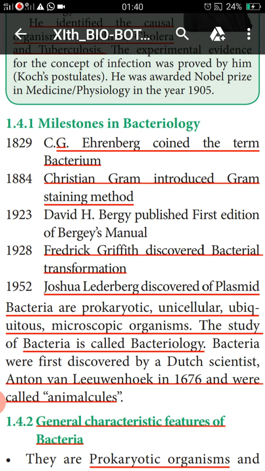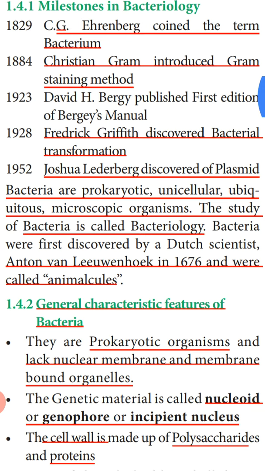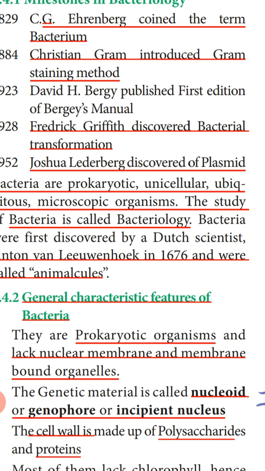Bacteria are prokaryotic organisms and they lack a nuclear membrane and membrane bound organelles. As we have studied, bacteria do not have a well-developed nucleus; the nucleus is not bounded by a nuclear membrane. Next, cell organelles are also not bounded by a membrane. Next, the genetic material is called nucleoid or genophore or incipient nucleus. Here, the genetic material is not surrounded by the nuclear membrane. It is called nucleoid or genophore.